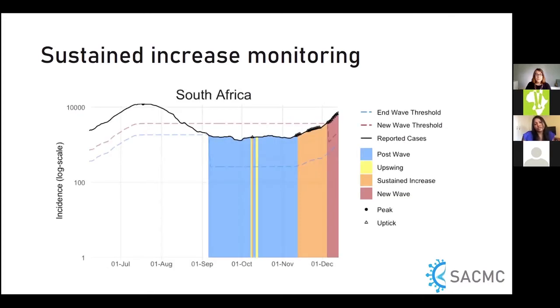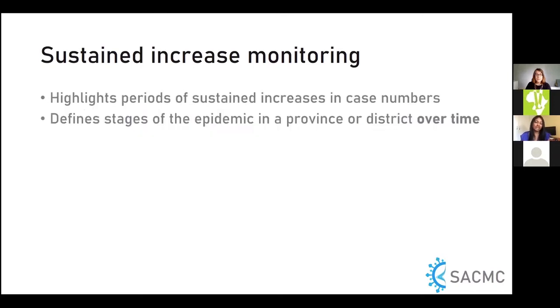So the second set of metrics that we are displaying is called sustained increased monitoring. What these metrics are trying to achieve is to display the increase in cases over time. So it highlights periods of sustained or continuous consecutive increases in case numbers. And this helps us to define stages of the epidemic in a province or district over time. It is with this particular set of metrics that we defined when the first wave had ended and a criteria for the second wave and so on.